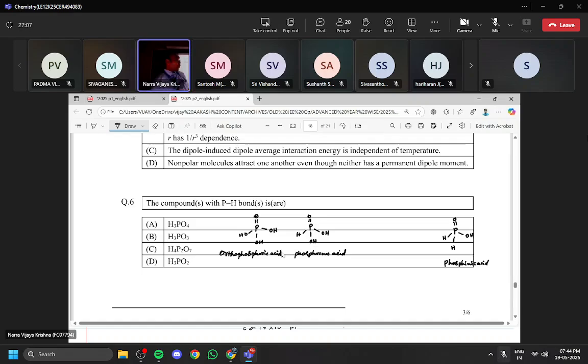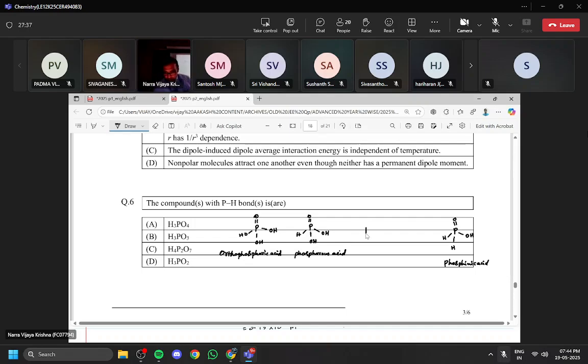Next one, pyrophosphoric acid, H4P2O7. Take 2 phosphoric acids and remove 1 water. Take 2 molecules of the first one and remove 1 H2O. What will you get? H3PO4, 2 moles. 2 moles means how many hydrogens? 6. If I remove 1 H2O, 4. Phosphorus, 2. Oxygens, 8 minus 1, 7. Satisfied or not? So we call it pyrophosphoric acid.